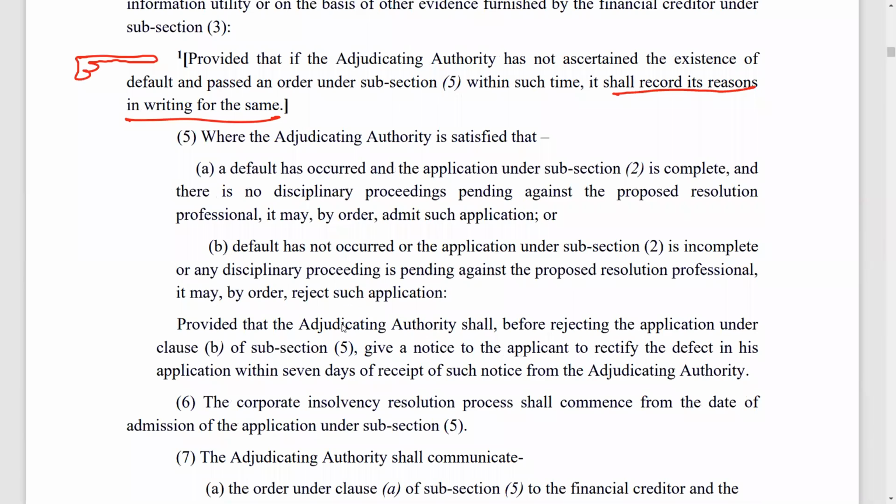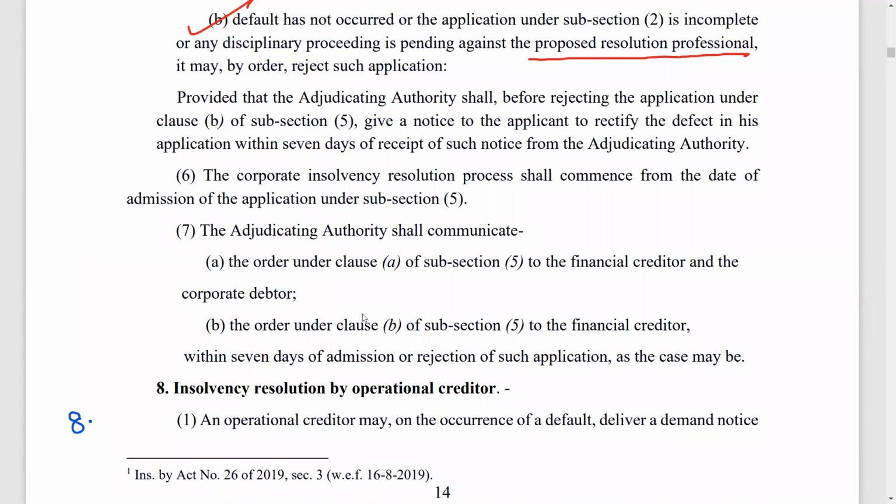Thereafter, if NCLT is satisfied that the default has taken place and there is no disciplinary proceeding pending against the proposed resolution professional, in that case, NCLT is going to accept the application. And as soon as the application is admitted, that becomes the date of commencement of the CIRP process.